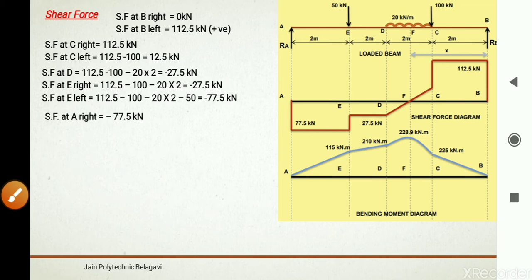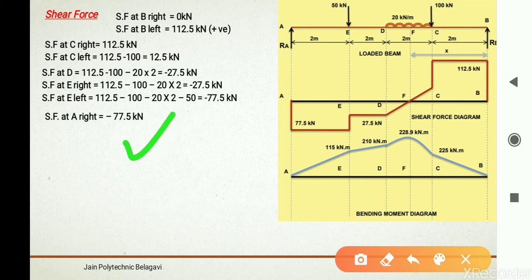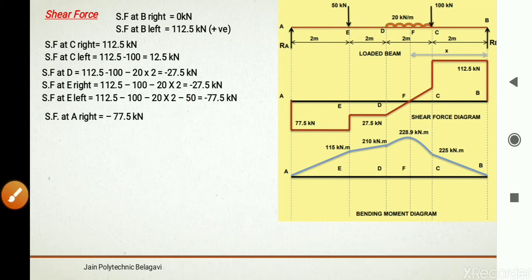Shear force at A is nothing but the reaction force itself, which is calculated in the reaction calculation, that is 77.5, but it is acting upwards. So therefore the shear force at A will be minus 77.5 kilonewton. Shear force at A left, because it is a point load, reaction force is nothing but point load, so right and left it is going to be 0 kilonewton.